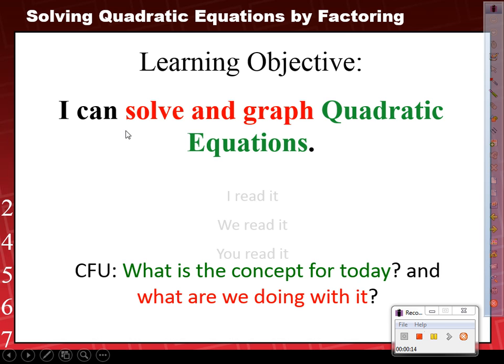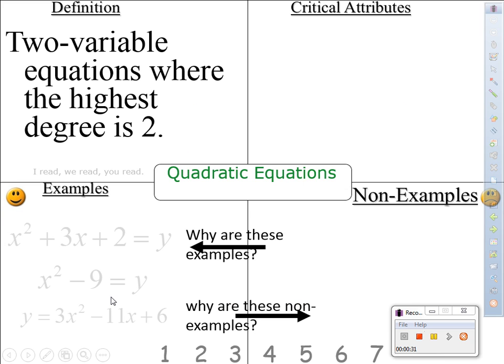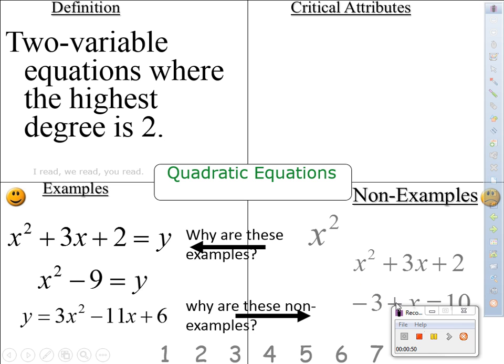A quadratic equation, now look at the definition, is a two-variable equation where the highest degree is 2. Yesterday, for functions, it was a y-form equation and highest degree 2. Very similar, right? Okay, examples. X squared plus 3x plus 2 equals y. X squared minus 9 equals y. Y equals 3x squared minus 11x plus 6. What do you notice on all these? They're two variables. They're solved for y, and the highest degree is what? 2.